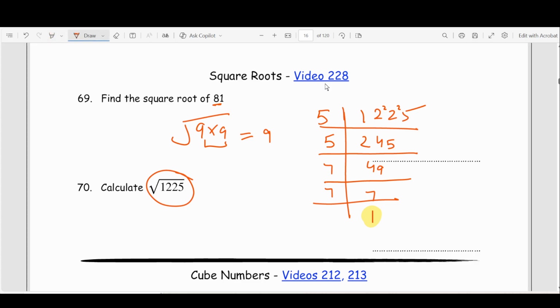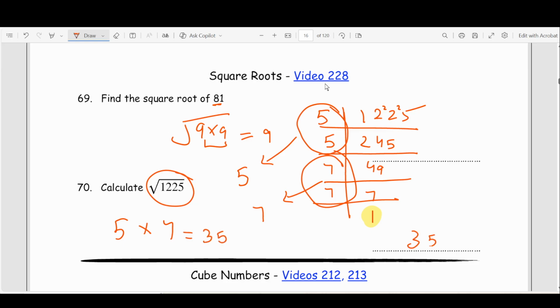Now we need to make groups of 2. One group of 5, group of 2 same numbers, and then 7, right? So for each group, you need to write that number one time, like 5 one time, 7 one time. We get 5 and 7, just times them. 7 times 5, which is 35. So that's our answer. Clear? Very good.